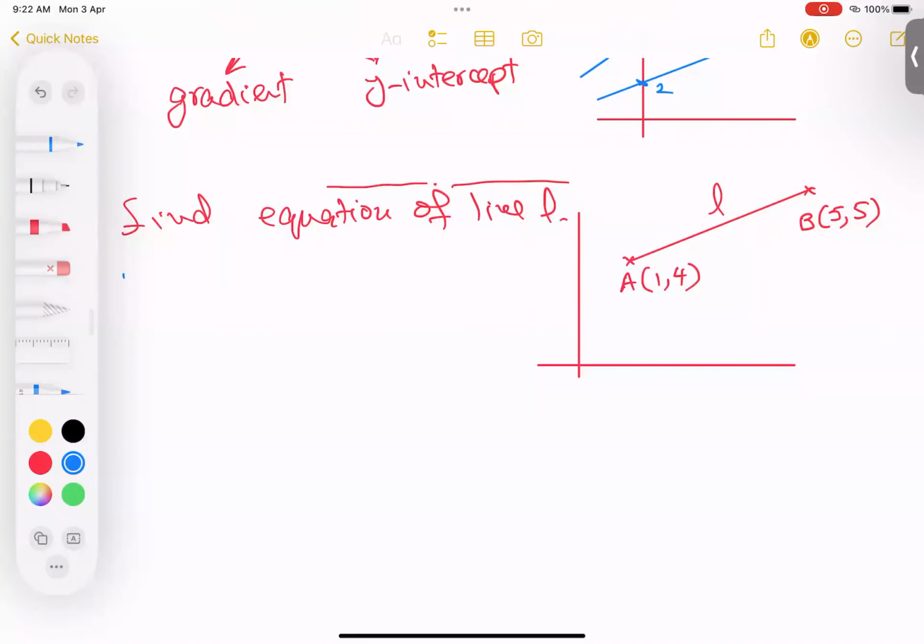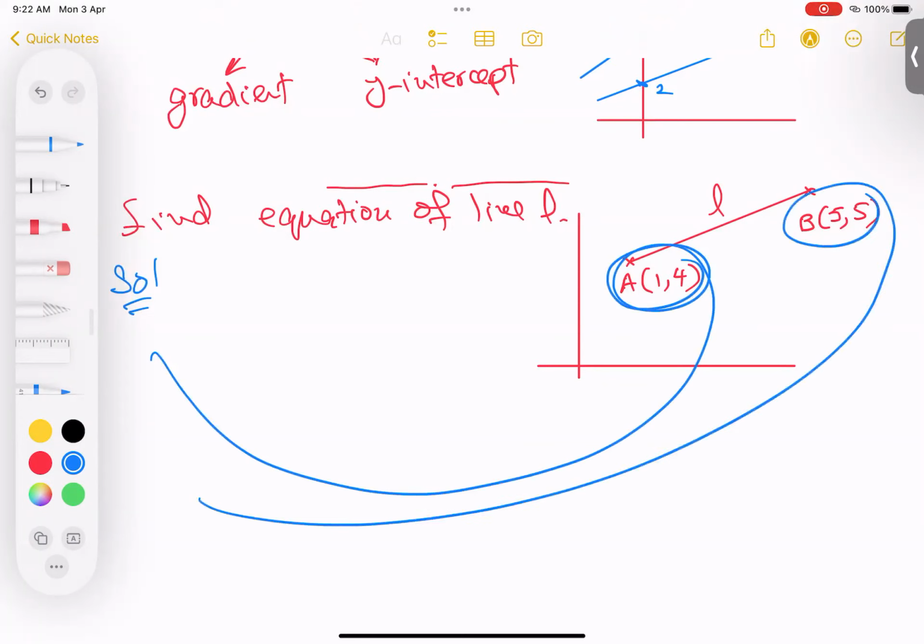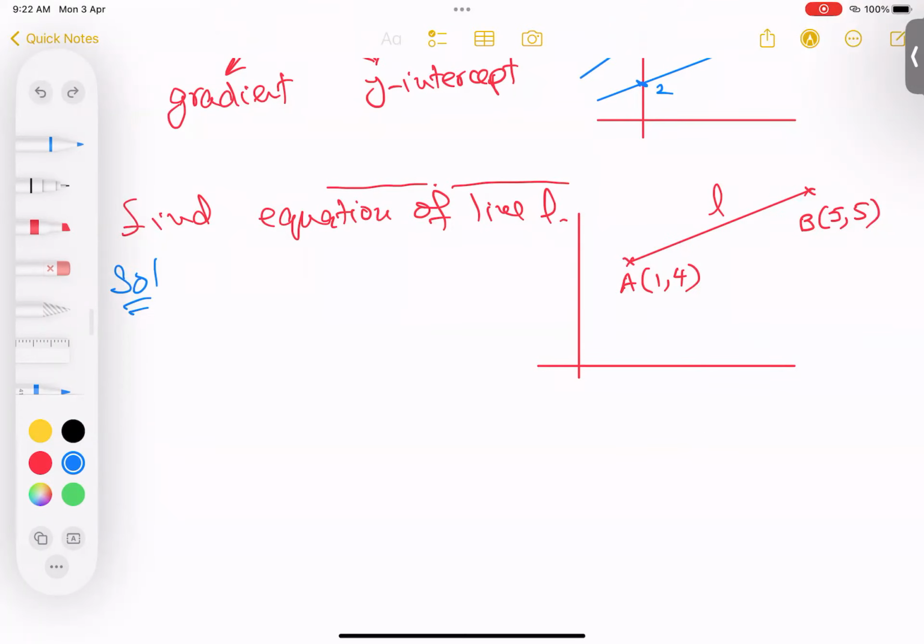Step number one, the solution starts here. You will write x1, y1 here or there, any way you wish. But I write x1, y1 here and x2, y2 here. Let's assume one student says, no sir, I want to take the reverse, x1, y1 here and x2, y2 here. No effect will come. I repeat, no effect will come. I will show it, don't worry.